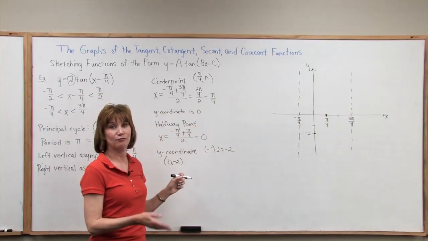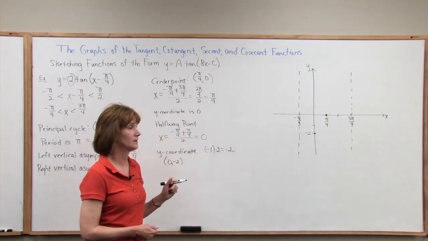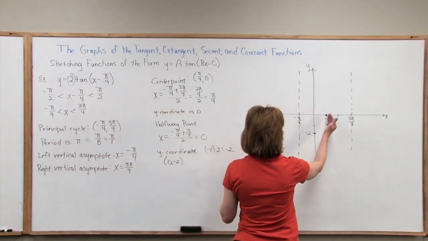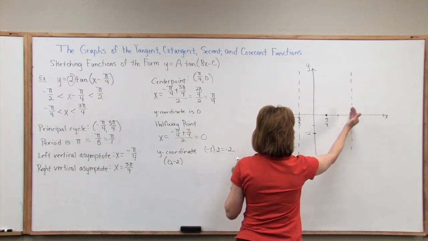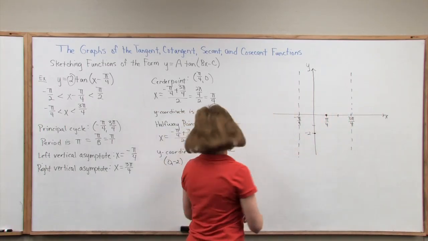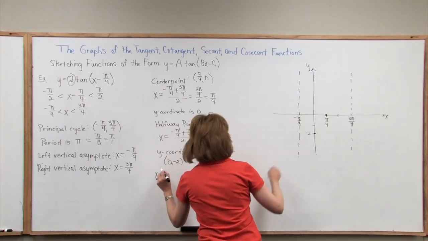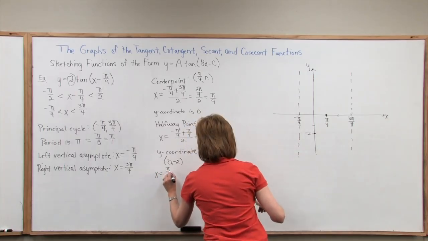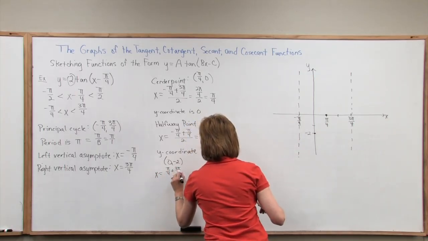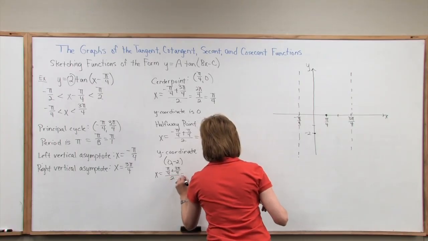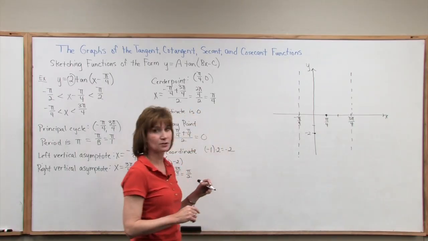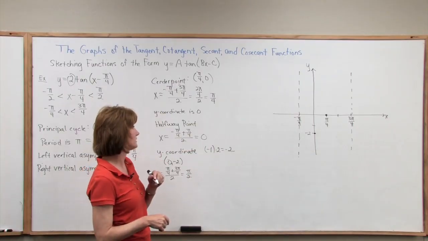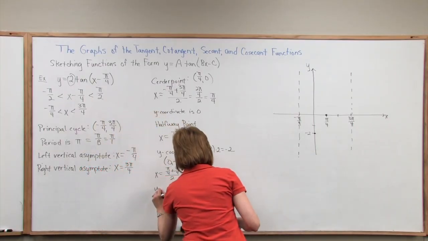Now we need to find the halfway point to the right of the center point. Well, again, the x-coordinate will be located midway between this x-coordinate of the center point and the x-coordinate of the right vertical asymptote. So that's going to be pi over 4 plus 3 pi over 4. Again, divide by 2, so that gives you pi divided by 2 is going to be the x-coordinate of this halfway point.